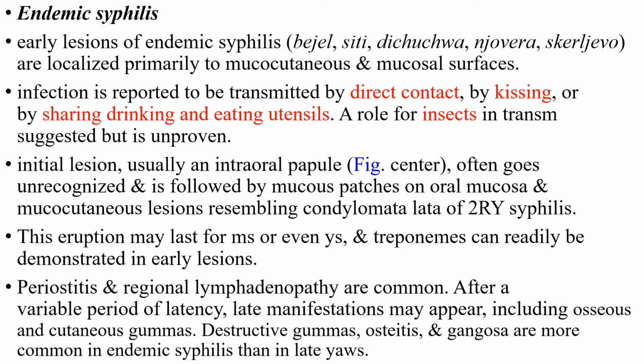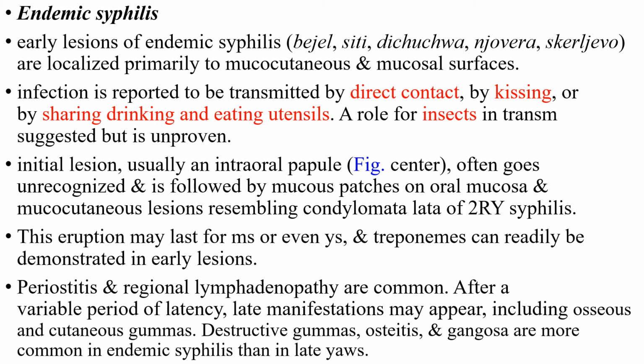Endemic syphilis. Early lesions of endemic syphilis, also known as bejel, are localized primarily to mucocutaneous surfaces. Infection is reported to be transmitted by direct contact, by kissing. This is the way of transmission, not sexual. Direct contact by kissing or sharing drinking and eating utensils. A role for insects in transmission is suggested, but is unproven till now.